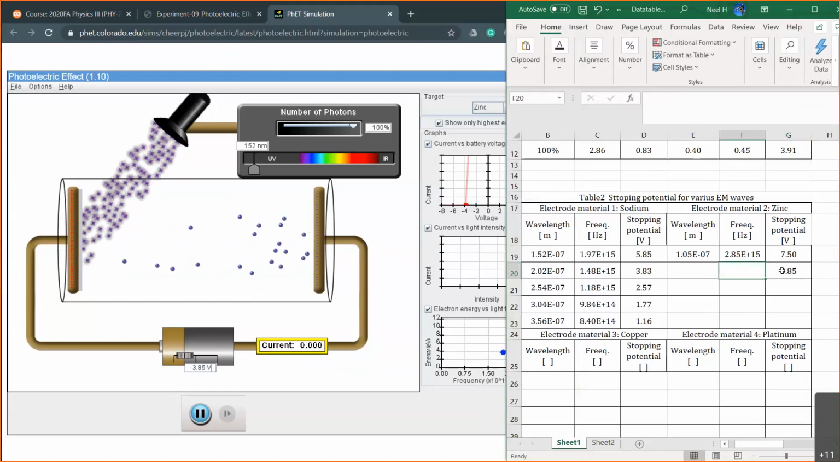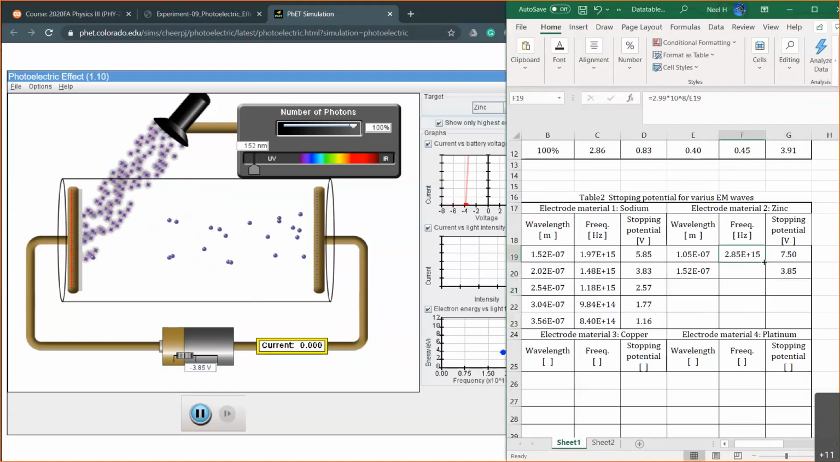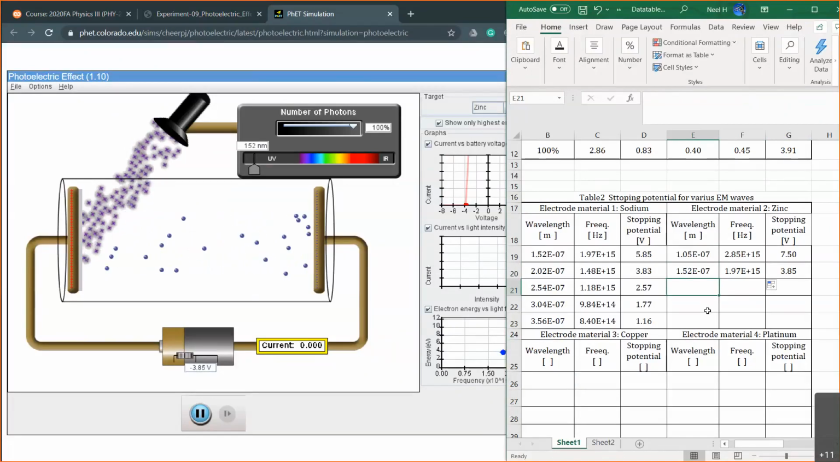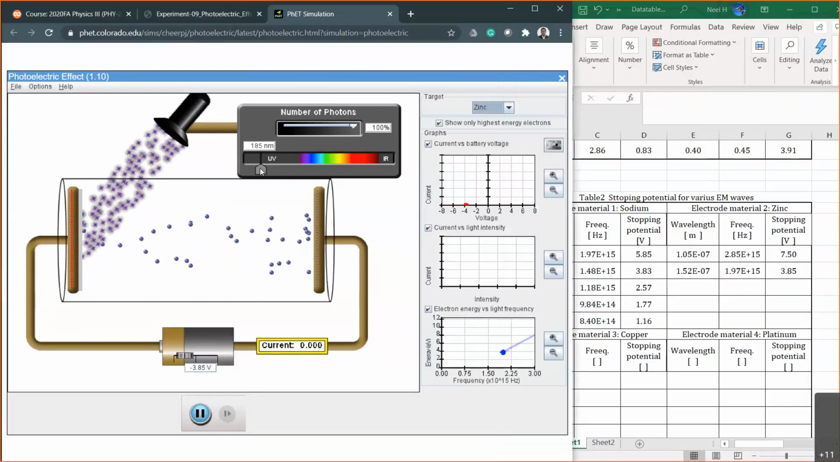3.85 is the stopping potential, and for the wavelength we're using 152, equal sign 152 multiplied by 10 to the power -9. For the frequency you can click and drag, and it will do the calculation. The order should be about 10 to the power 15 when it is around 100 to 152, and when it crosses 200, it should go to the 10 to the 14 level. Check that, that's important. And then you continue likewise.